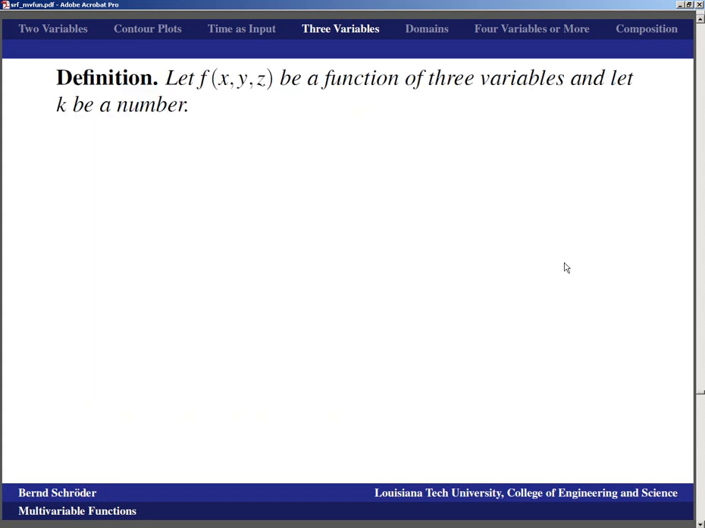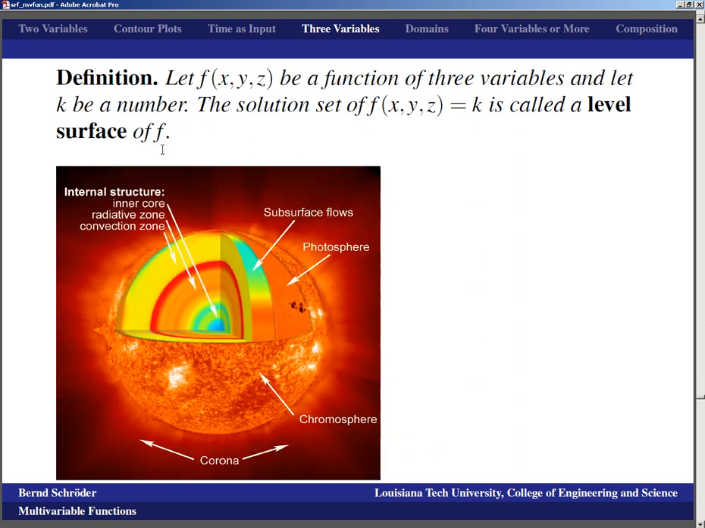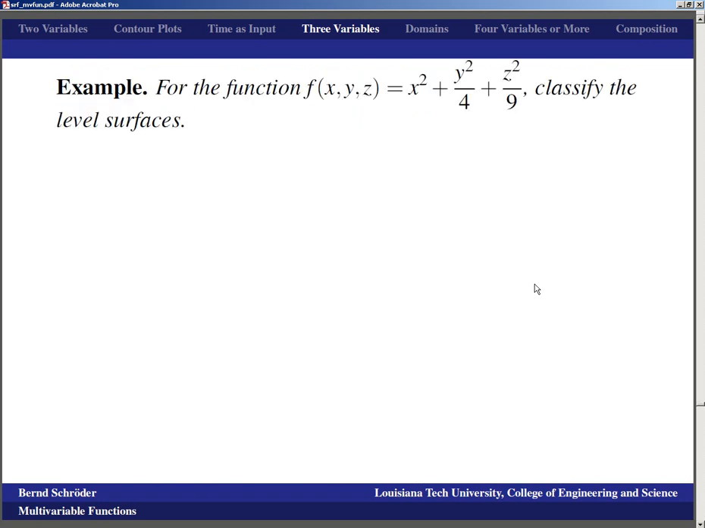So the mathematical definition is that if you've got a function of three variables and k is a number, then the solution set of the equation f of x, y, z equals k, that is called a level surface of f, and those level surfaces, again the NASA image, those level surfaces are then typically given to us as cutaways, and that means we also need to think about general surfaces in three-dimensional space, and that's what we will do in the next presentation.